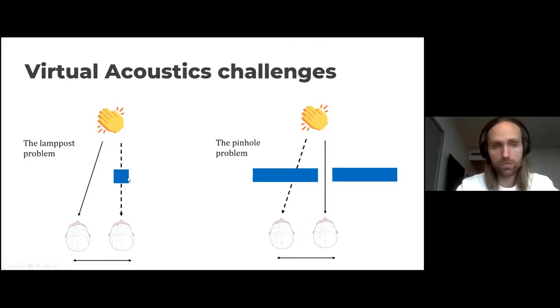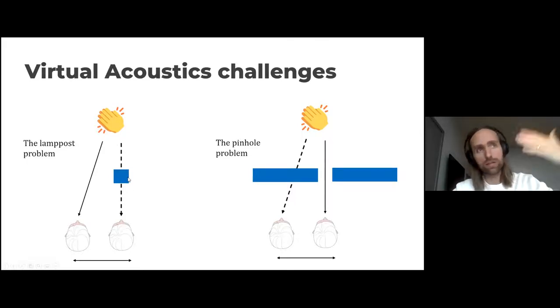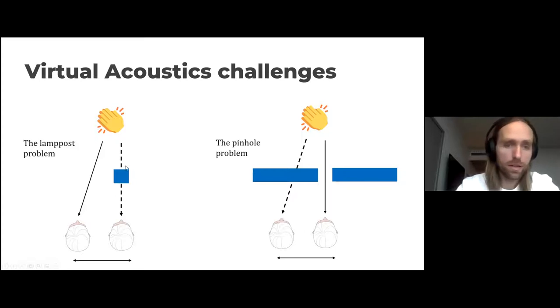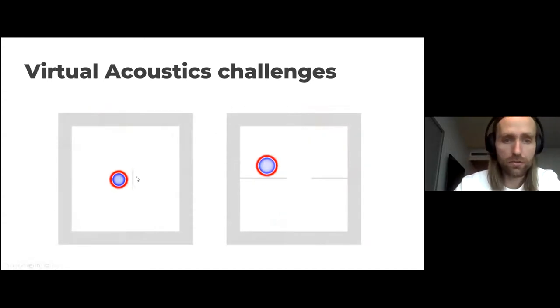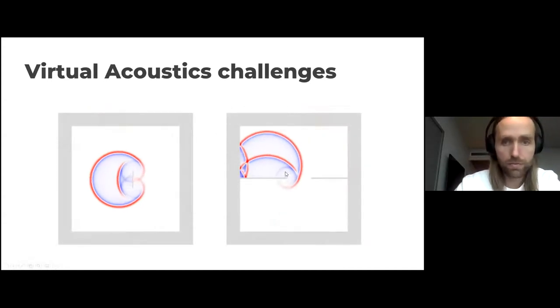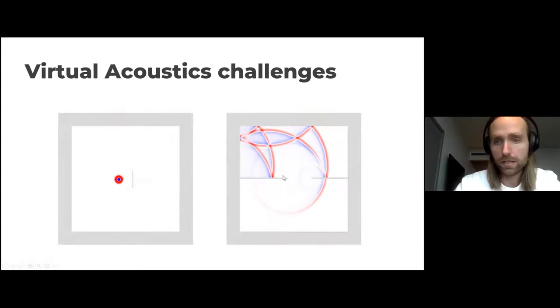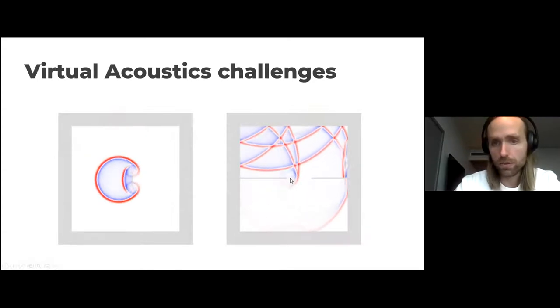In reality, a small lamppost doesn't really influence at all when a sound is coming from behind it, because sound bends around it. That's the diffraction. An analogous problem is here, where you have a big surface and a small slit. This is due to diffraction, which is this phenomenon of sound waves bending around obstacles and around corners, like you see here, for example.